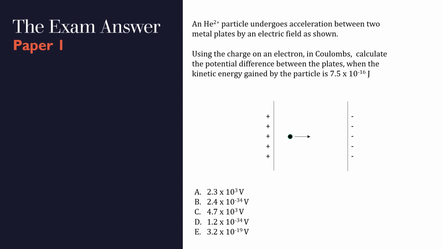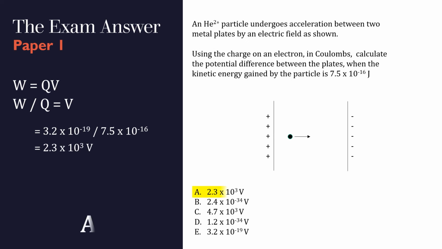We can just check the equation sheet in the exam and we'll find W equals QV. You may have written that as E sub W instead of just W. Both are the same. We're looking at the energy there. Q is the charge, we've got that already, and we're trying to calculate V. So we need to rearrange the equation a little bit to find V, so that's the work over the charge equals potential difference. And we just need to plug those values in, and then we find our answer is in fact A. So that was a fairly easy way of getting there.